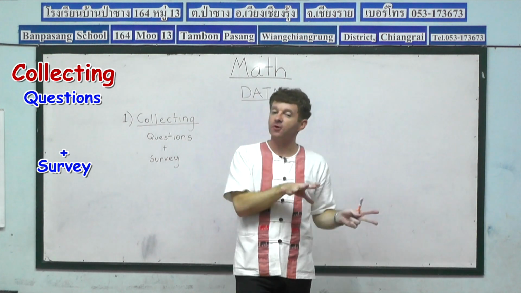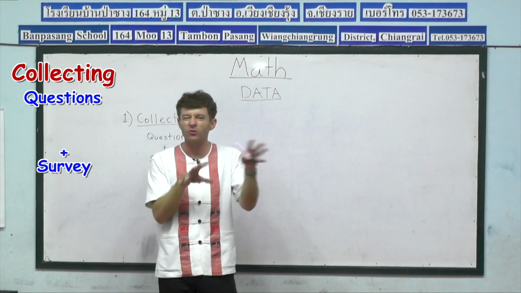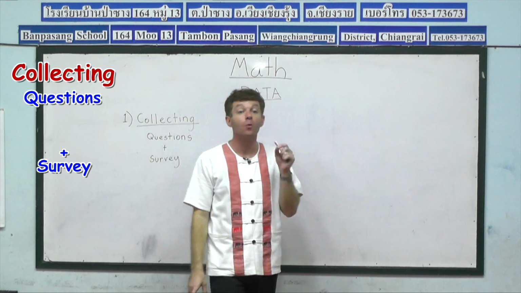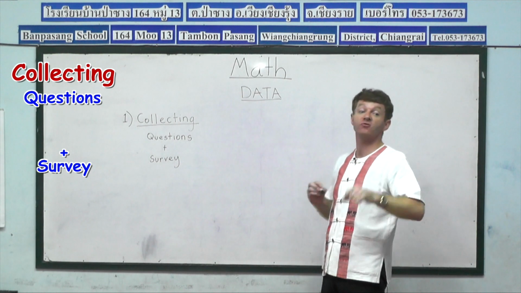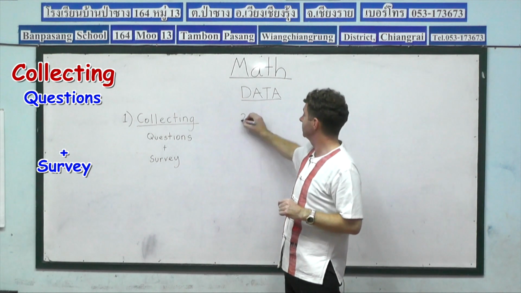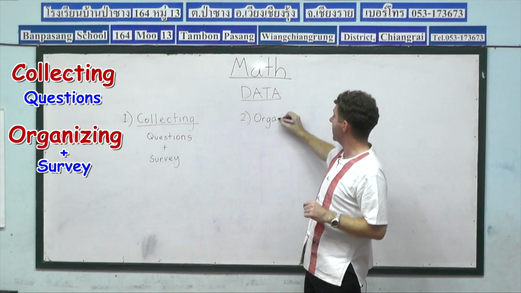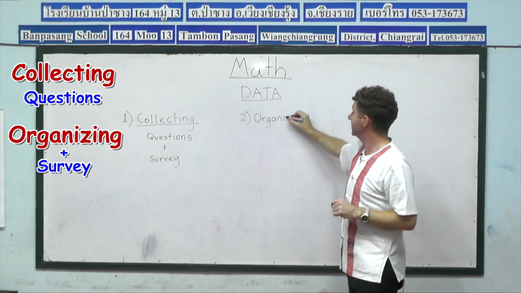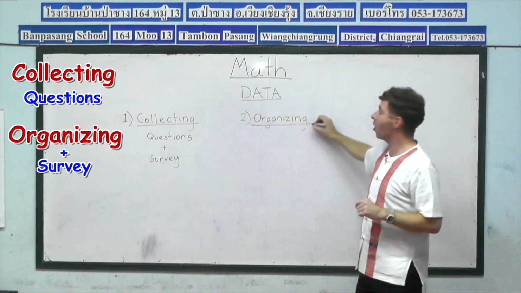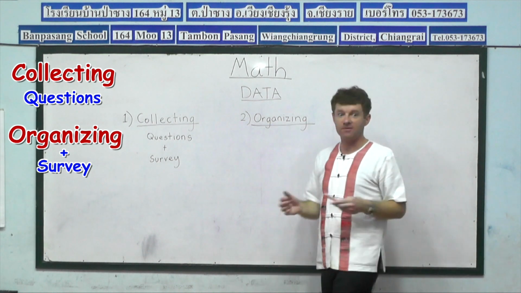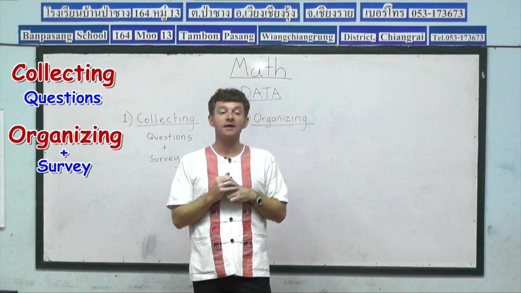But how about step 2? After we've collected our data, what did we have to do with it? When it's just all numbers or marks on a page, we have to organize. So step 2 was organizing. O-R-G-A-N-I-Z-I-N-G. Organizing data. And can anybody remember the main system we use for organizing our data?